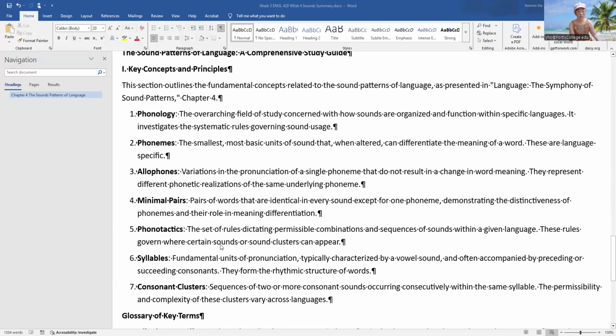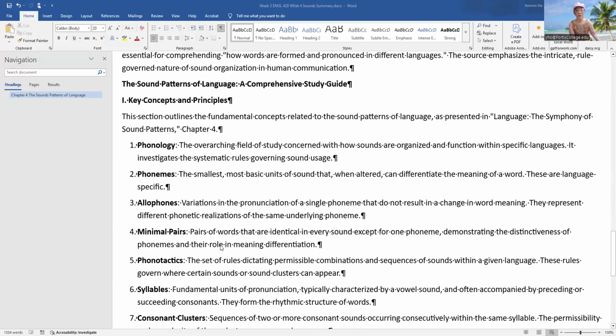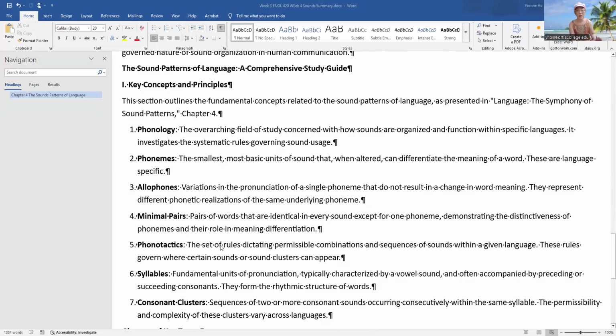And so here, in conclusion, here is a glossary of the most important words in chapter 4. Phonology: the overarching field of study concerned with how sounds are organized and function within specific languages. It investigates the systematic rules governing sound usage. Phonemes: the smallest, most basic units of sound, which, when altered, can differentiate the meaning of a word.